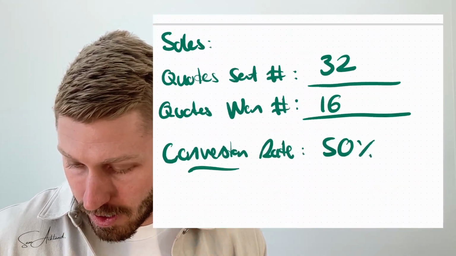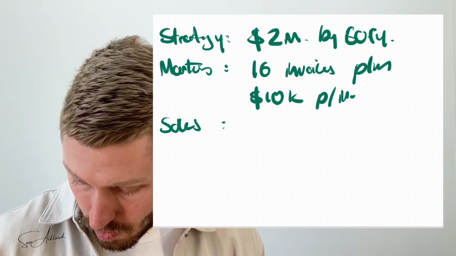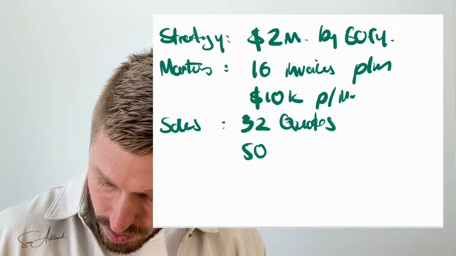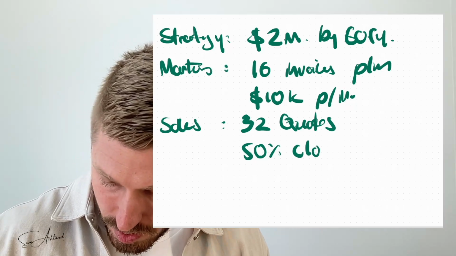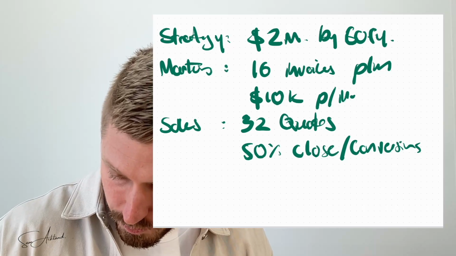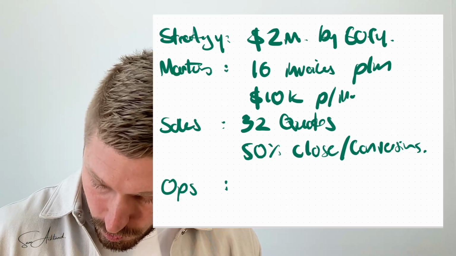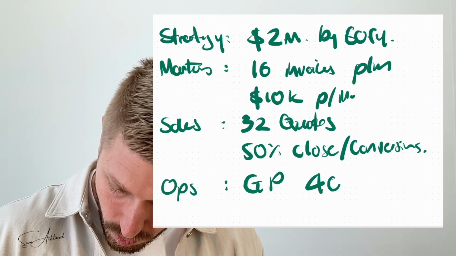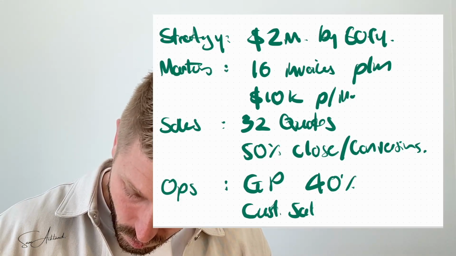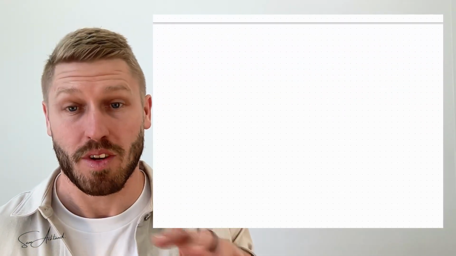For sales, we extracted out that we need to send 32 quotes if our close rate is a 50% close rate or conversion rate, whichever you prefer. Sales, marketing, ops, we need to maintain a gross profit of 40% and a customer satisfaction of whatever you determine is right for your company. And you will only be able to find that out once you start doing it.